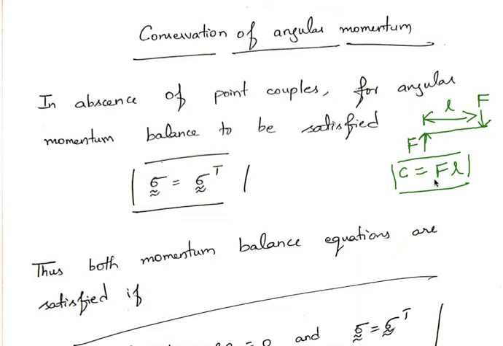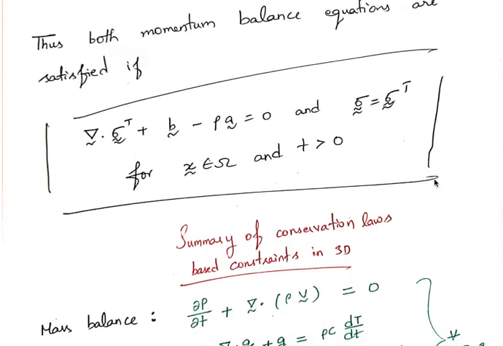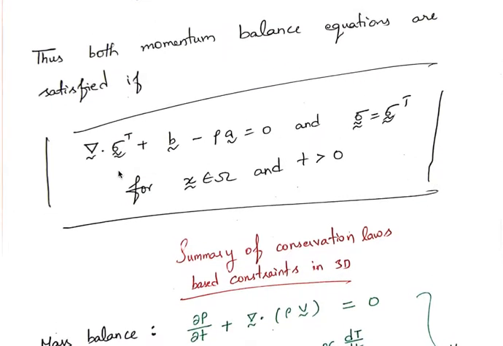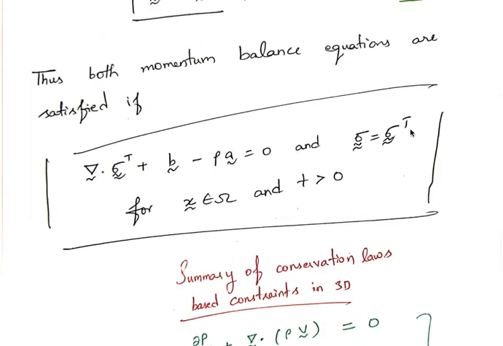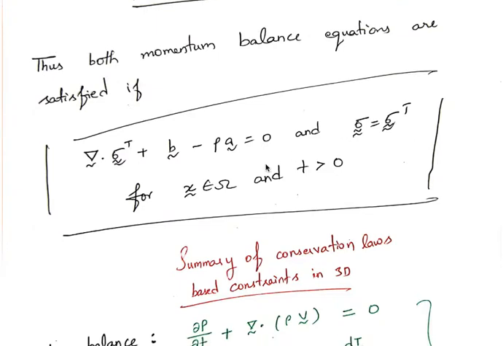So for both momentum balance equations to be satisfied, what do we need to ensure? We need to ensure that divergence of sigma transpose plus body force per unit volume minus rho times acceleration is 0, and sigma equals sigma transpose. If you ensure these two statements, then the moment balance for any arbitrary volume of material would be satisfied. Once again, these are general equations. They would be valid whether you are dealing with a solid, liquid, gas, whether you are dealing with transient, steady state, any condition, this equation would be valid.